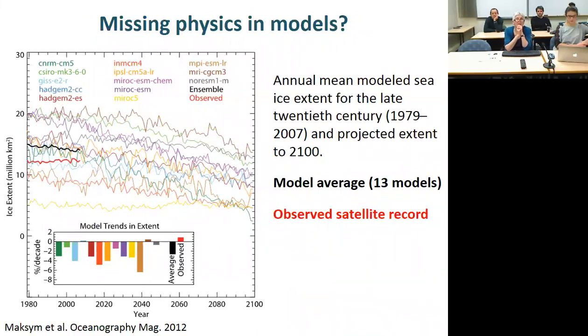This plot taken from Maxim's paper in 2012 shows a whole bunch of model predictions. On the y-axis, we've got ice extent, and along the x-axis, we've got time, and all the wiggly squiggles are different models. The black one is the model average, and the red is the satellite observation. You can see they not only don't match in magnitude, but they also don't match in trend. The model average is going down, and the satellite average is going up. So maybe there's some missing physics in the models.